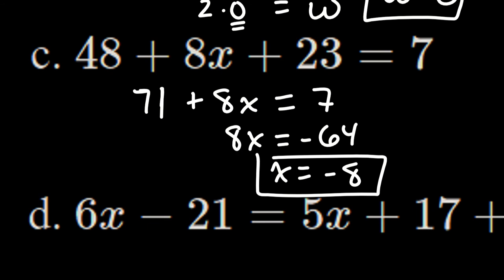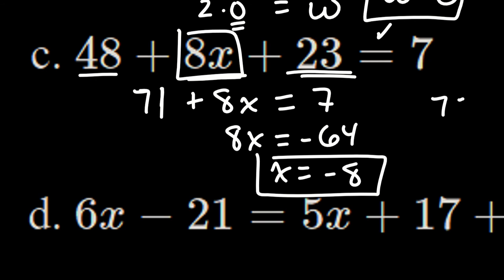Let's try that. 8 times negative 8 is negative 64. So I'm going to add 48, negative 64, and 23. And when I do that, I'm doing this on a calculator. I have 48, and I'm going to add plus negative 64. And I'm going to add 23, and when I do it, yeah, I get 7. So when x is negative 8, it makes both sides of this equation equal to 7, right? 7 is 7, so it does check.